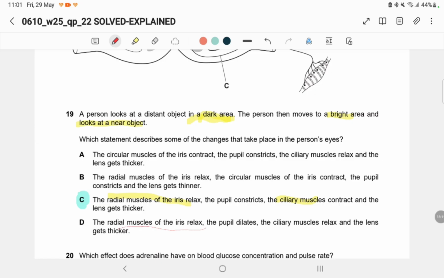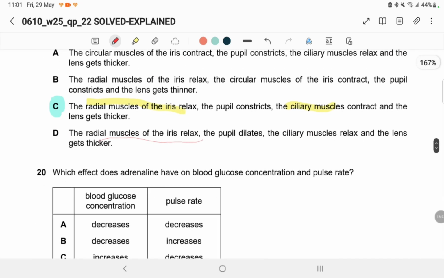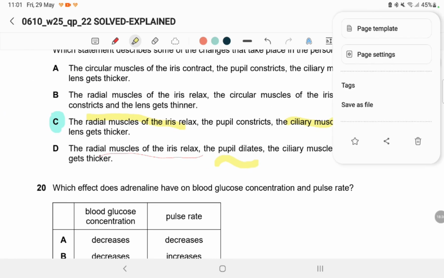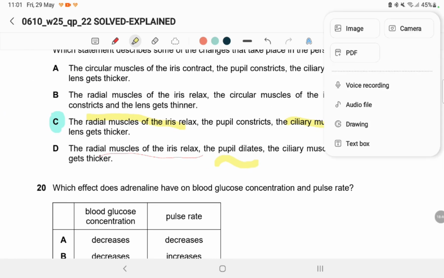The letters C and D match only this part, but starting from here it gets mixed up and wrong. It's telling you the pupil dilates. How does the pupil dilate? If the radial muscles relax, the circular muscles will contract, meaning that the pupil gets narrower. And I'm just going to draw it for you here for you to understand it and imagine it as well.